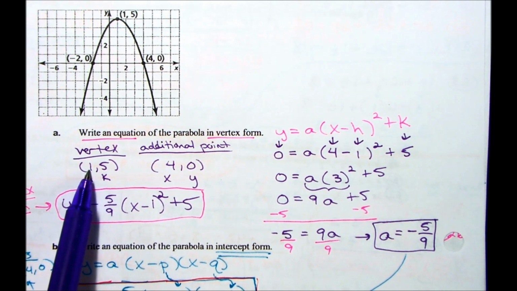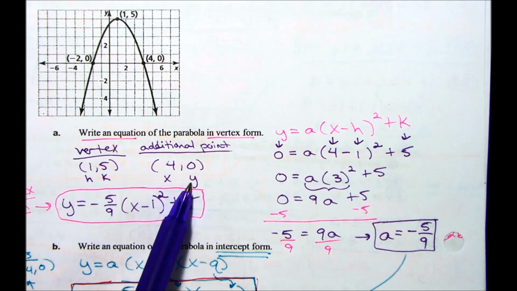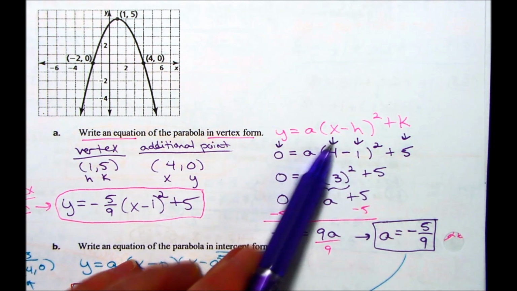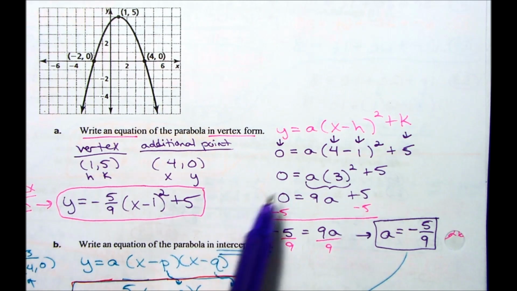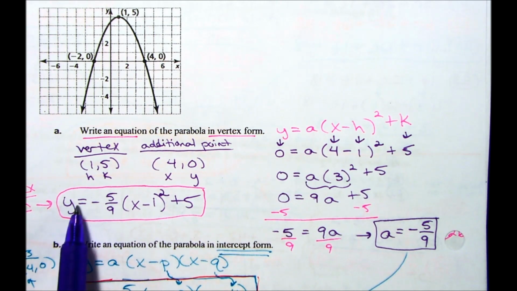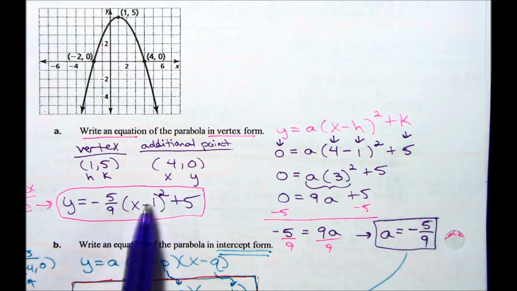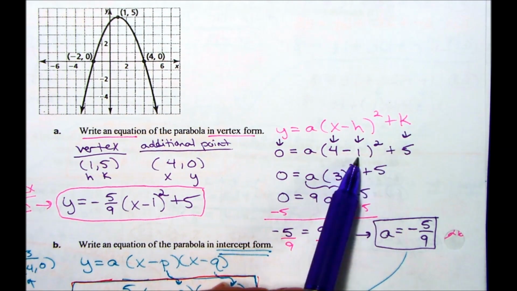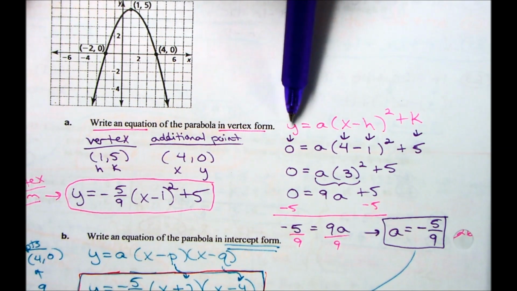So I'm going to substitute 1 for h, 5 for k, 4 for x, and 0 for y into this formula. The x and the y are only being substituted temporarily. When you write your final answer, your equation will have the x and the y in it. But the 1 and the 5 are permanent parts of your equation because those are the special x and y coordinates of your vertex.